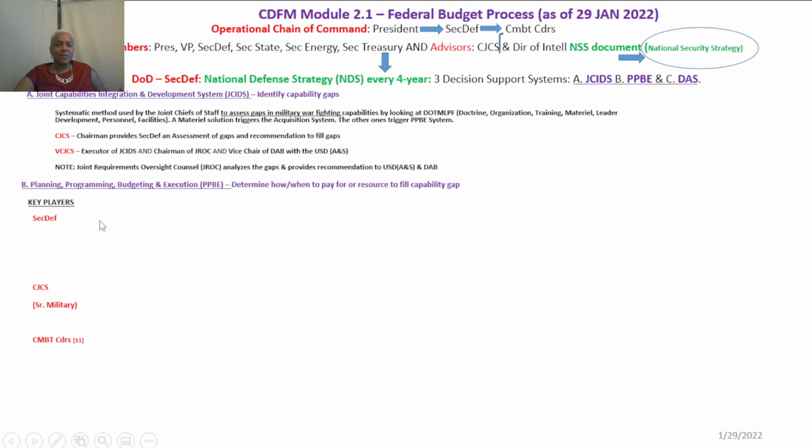The second system is the PPBE, since most of us participate in this one in one form or the other. Planning, programming, budgeting, execution. PPBE, what does it do? It determines how and when to pay for the resources. So whatever resources we need, the process we use to get approval from Congress to get those resources is the PPBE process within the Department of Defense.